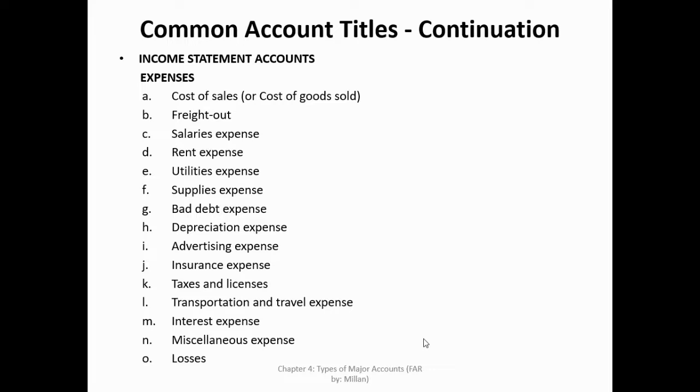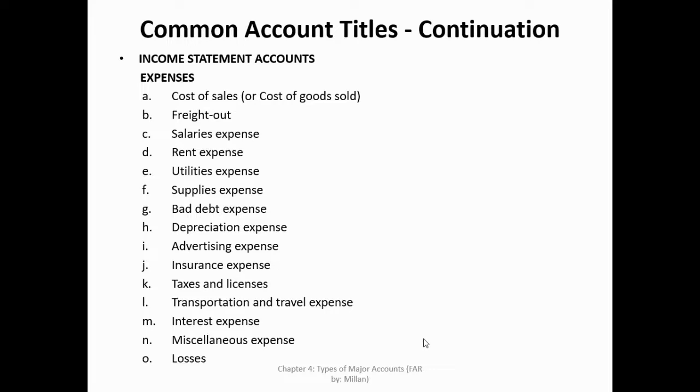Another one is the rent expense. It represents the rentals that have been used up during the accounting period. So kapag nagamit na, kunwari kanina, meron tayong prepaid rent, yun yung advance payment mo. Ngayon, pag nagamit mo na, yung payment mo na yun, ire-record mo na siya as rent expense.